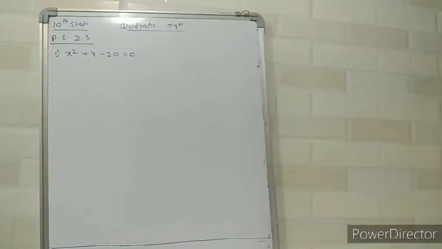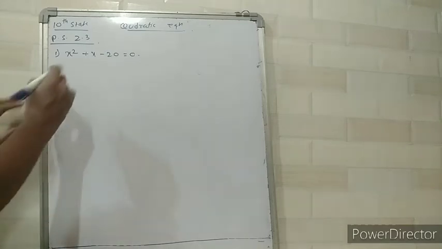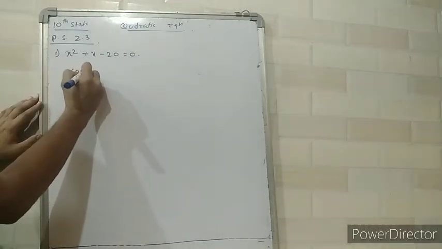Students, today we'll start with a new exercise, that is 2.3 of the quadratic equation. We have the question x square plus x minus 20 is equal to 0. What is completing square?